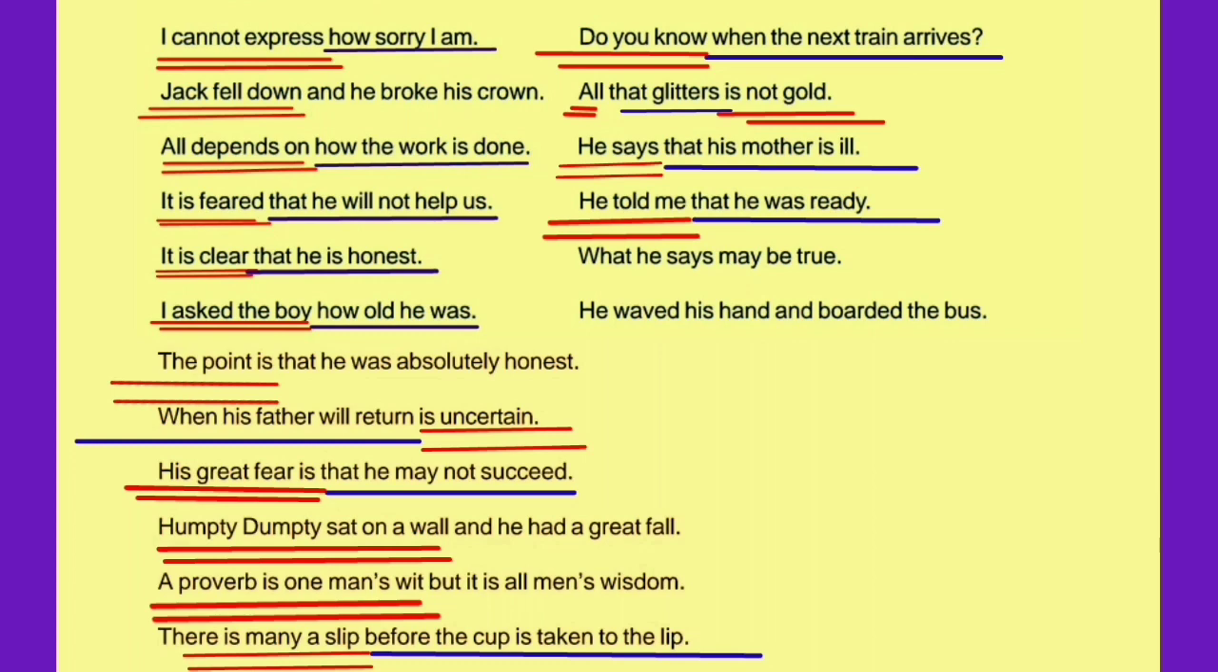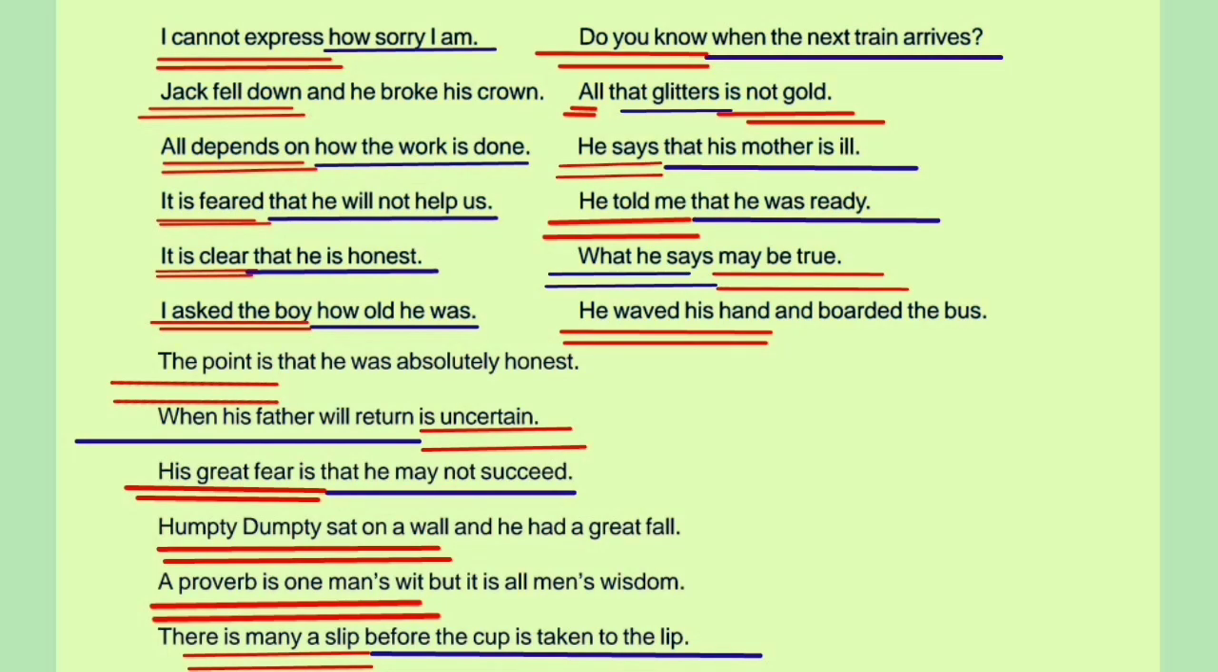What he says may be true. May be true, main clause. What he says, subordinate clause, that depends on the main clause and cannot stay alone. He waved his hand and boarded the bus. He waved his hand, main clause, can stay alone independently in a sentence, and boarded the bus, beginning with the coordinating conjunction and, hence it is a coordinate clause that is to be ignored.